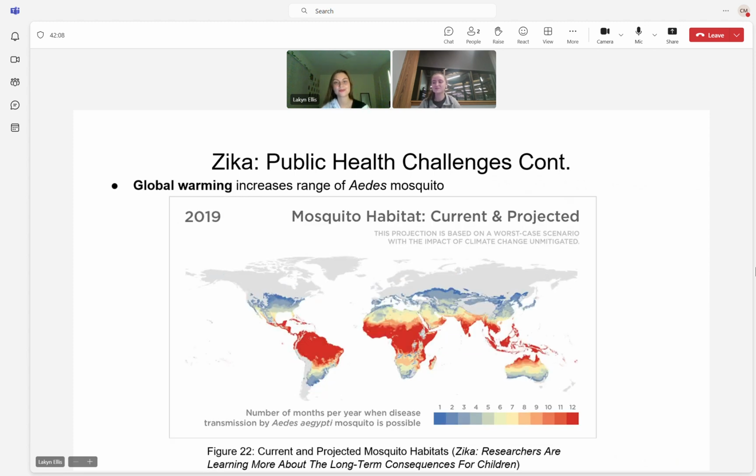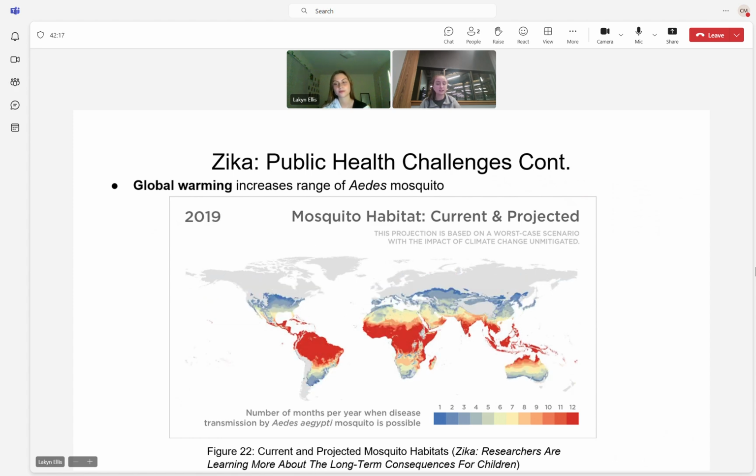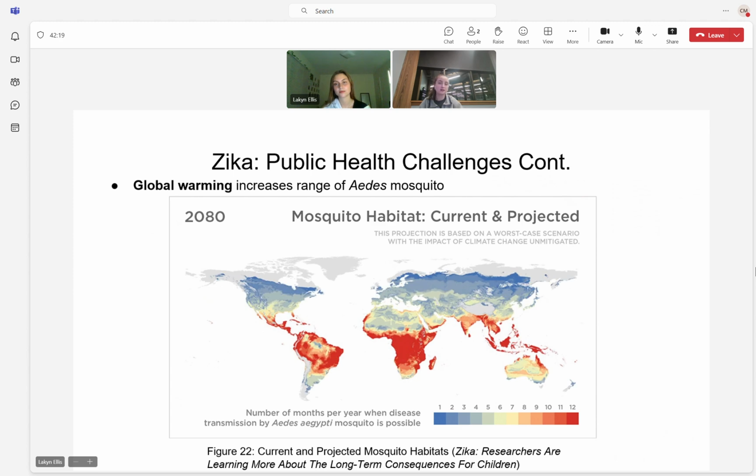Okay. So another issue associated with the Zika virus is global warming because it increases the range of the Aedes species of mosquitoes, which you can see from this map here.